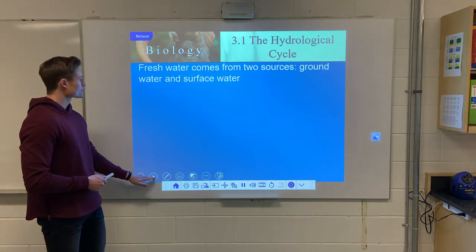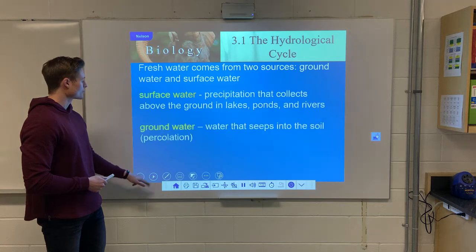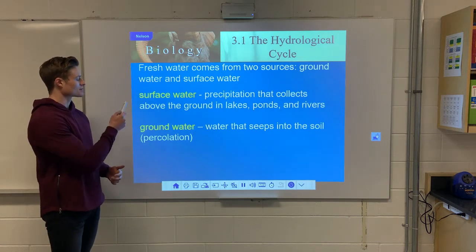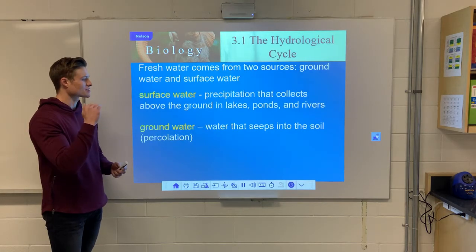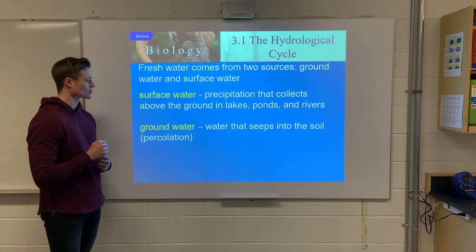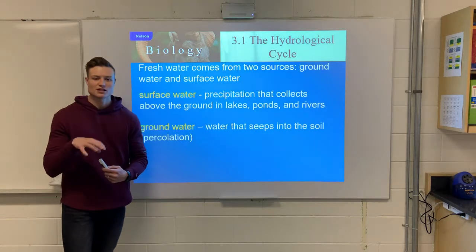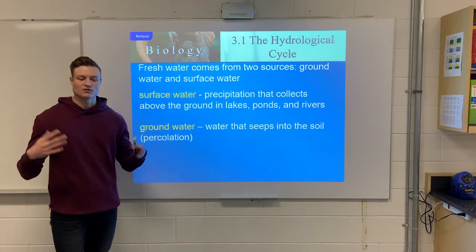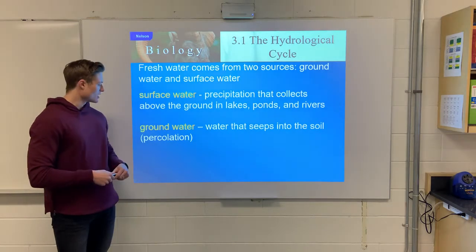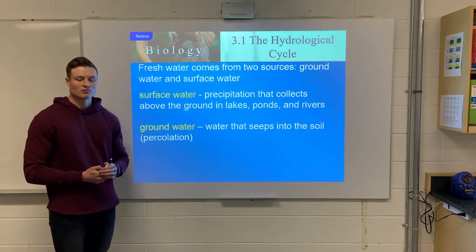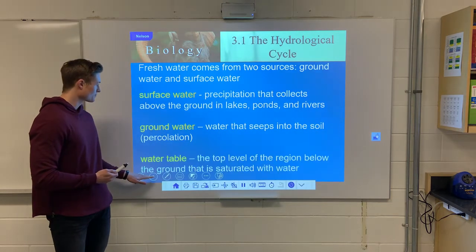So a couple more points on the water cycle here. Number one is we have surface water or groundwater. Remember, surface water is precipitation that collects, say, in lakes, ponds, or rivers. Groundwater is where we get this process called percolation, where water will seep into the soil. Sometimes plant roots will absorb it and use that for their systems and processes. But sometimes it goes all the way down and hits the water table where plants might not be able to get at it.